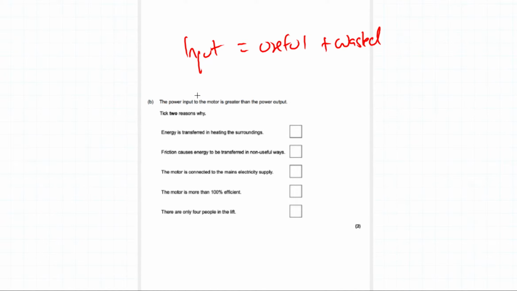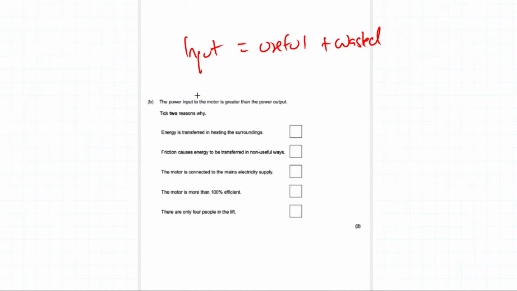Part D, write down the equation that links gravitational field strength, gravitational potential energy, height and mass. So this is an equation you should know. I'm going to shorten this to GPE. So GPE is equal to mass times gravity times height.